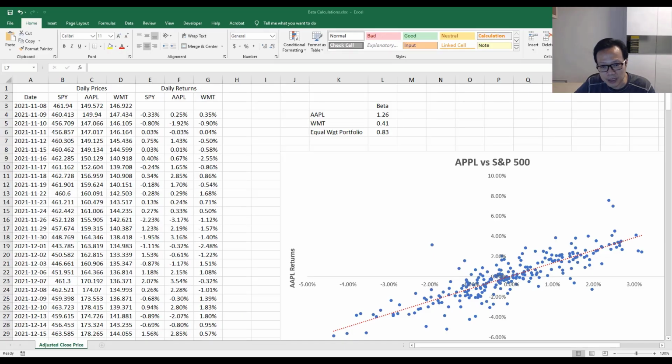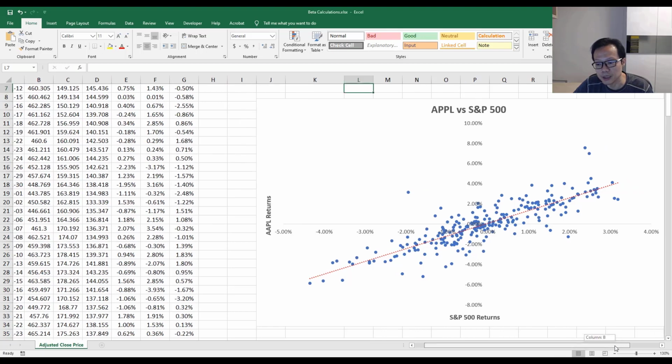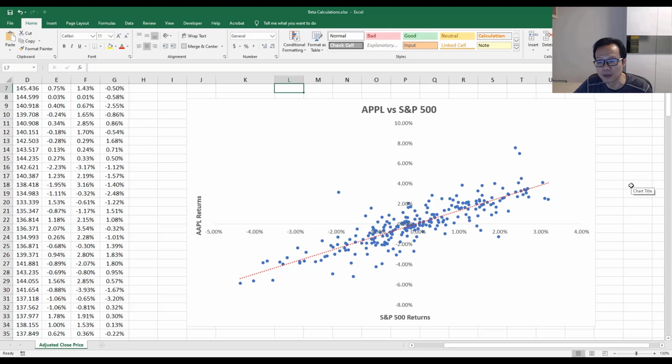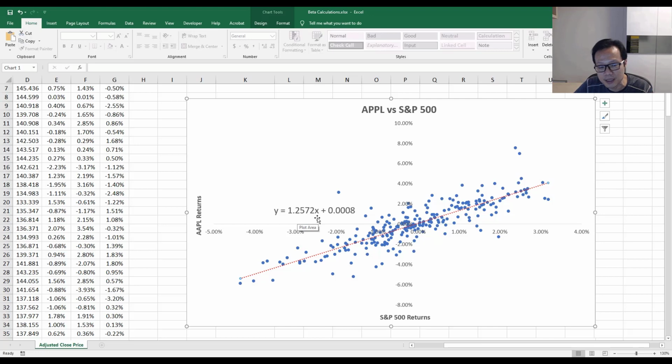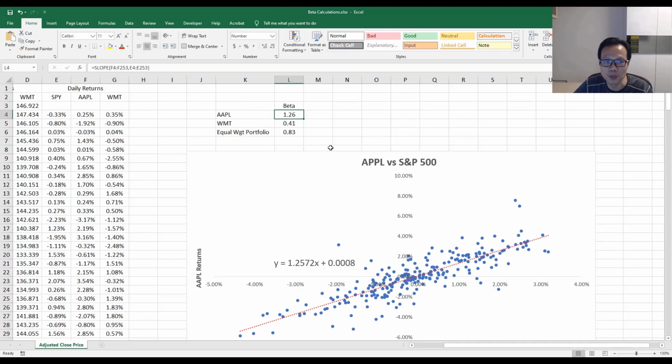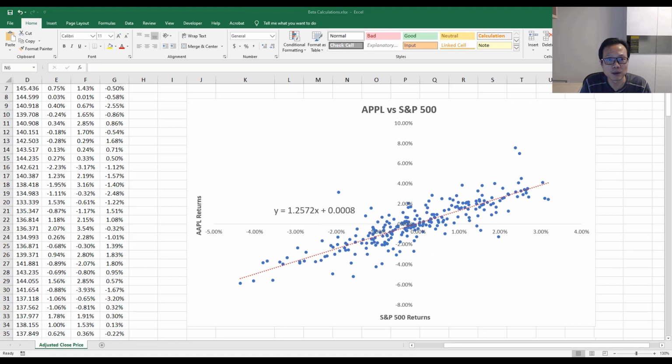Now, if you want a graphical view as to what a regression of beta looks like, you can look at this particular chart here. This is what we call the scatter plot of Apple's returns against S&P 500's returns. The vertical axis represents Apple's returns and the horizontal axis represents the S&P 500 returns. This dotted red line here is a line generated by linear regression. It basically represents the best fitted straight line you can draw through all these data points. The slope of this straight line actually represents the beta. So this 1.2572x is the slope of this straight line, and this is your beta, about 1.26. This is how you can calculate the beta of a stock in Excel.